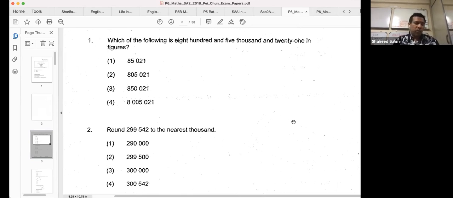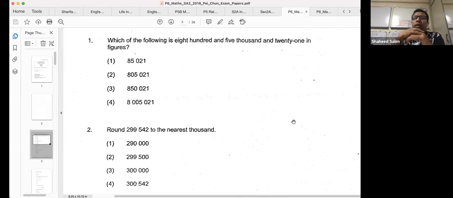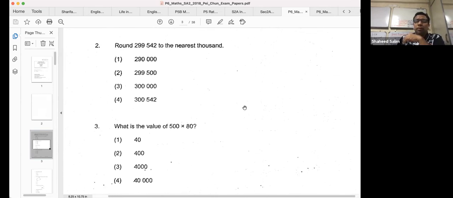Okay, question 1 and 2 for Akil and Sheikh Akil. Okay, what's the answer for question 1? The answer for question 1 is number 2. Number 2. Okay, all of you got it correct. Well done. So let us move to question number 2 now.